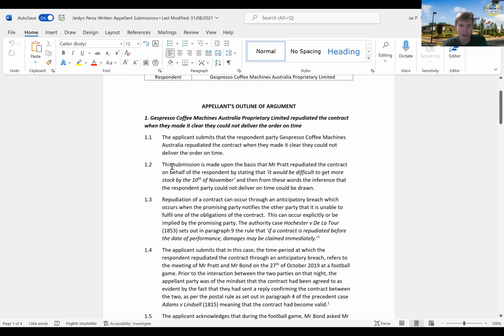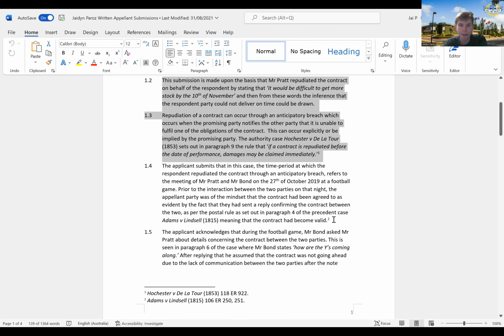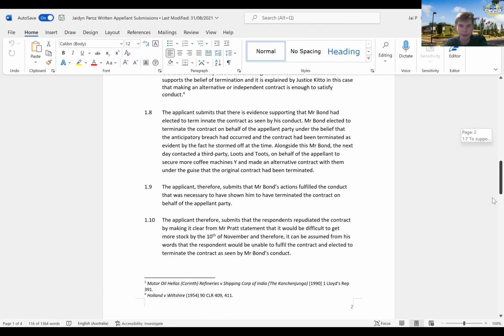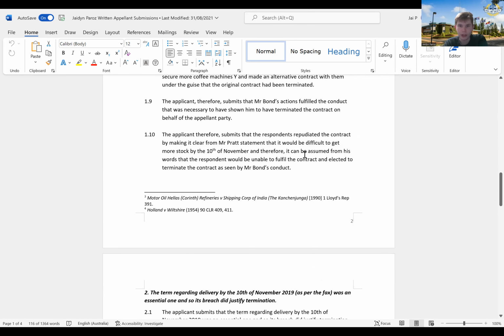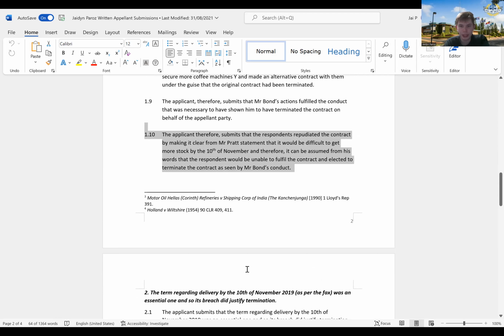Then you go to the rules, then your application, and then your conclusion. Your submissions as per the rules are allowed to be up to 4 pages. You can go under that, but you can't go over, unfortunately. It's just to make sure you're concise.